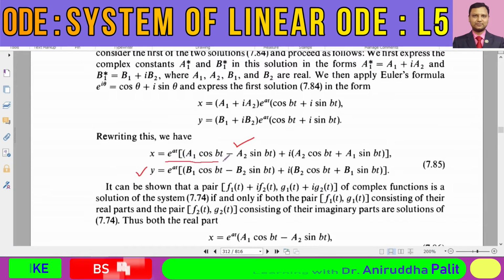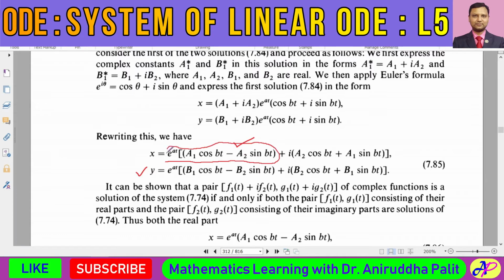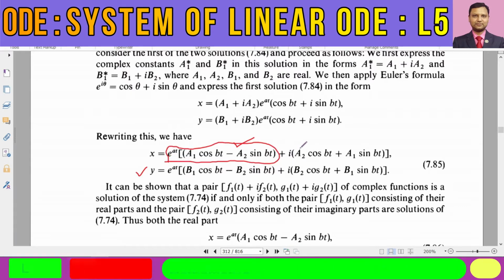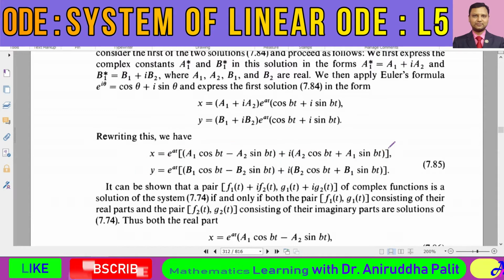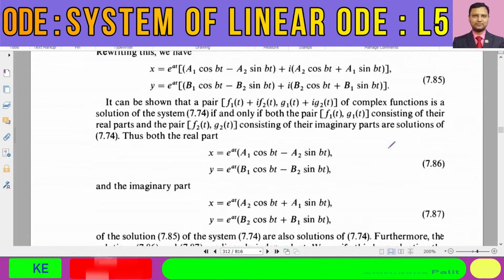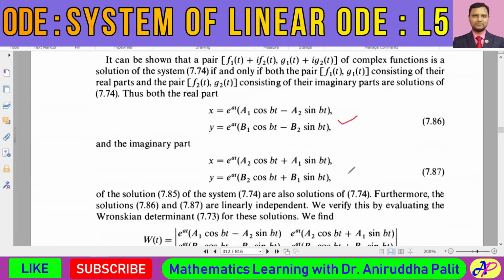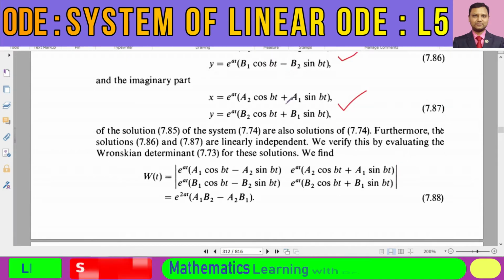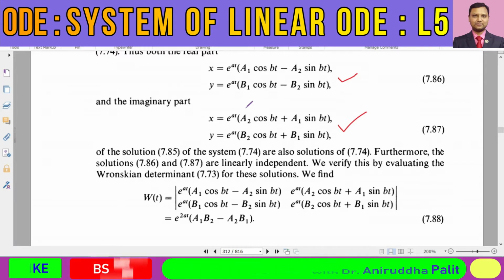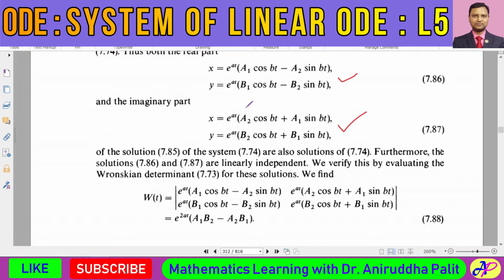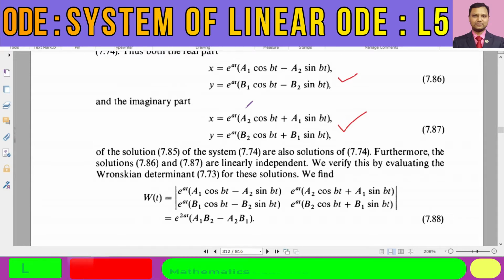This much is the real part. This real part and the imaginary part together will produce two linearly independent solutions of the given differential equation. And if we consider the linear combination of these two solutions, then we will get the final general solution of the given differential equation. So this is the basic technique, or blueprint.